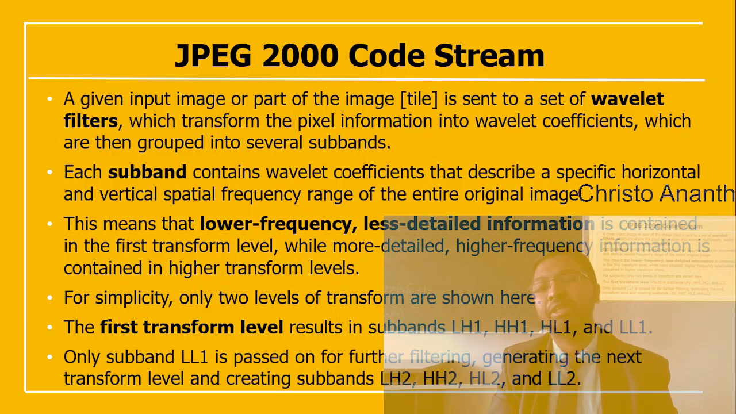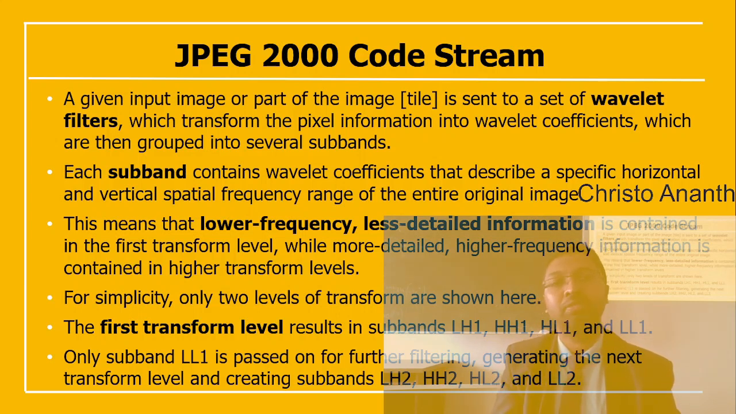So then we'll have the code stream. Okay, so the given input image, or maybe some part of the image, you can call it a tile, is sent to the set of wavelet filters. Here it is going to transform the pixel information into wavelet coefficients, which are grouped into several subbands.